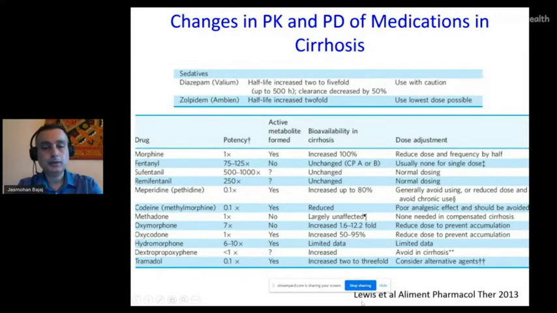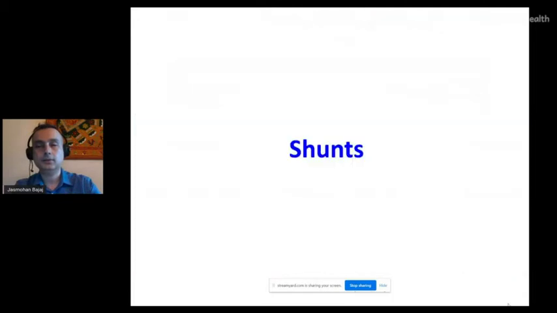I would like you to check this out, Lewis et al., Alimentary Pharmacology 2013. It's a very useful review, which will actually give you an idea of what to do with these patients. Because even though these drugs may not be the proximate cause for encephalopathy, they make patients much more likely to go into confusion, whereas without these drugs, they could have potentially gotten away without getting confused, and you could have treated their infections either as an outpatient or as an inpatient without confusion.